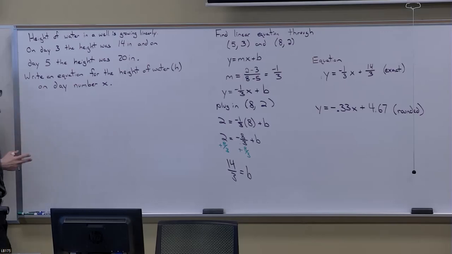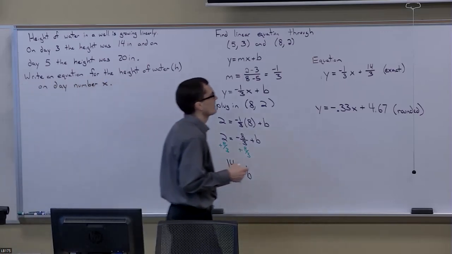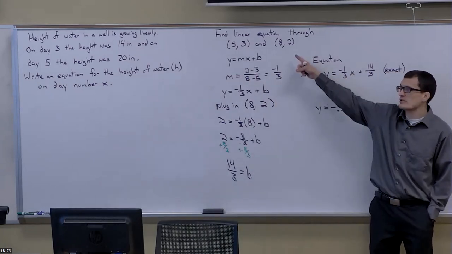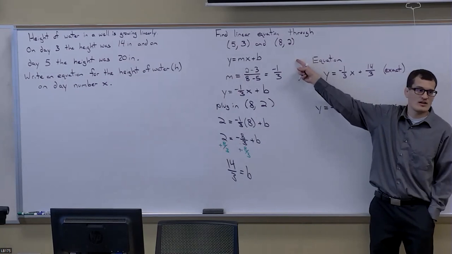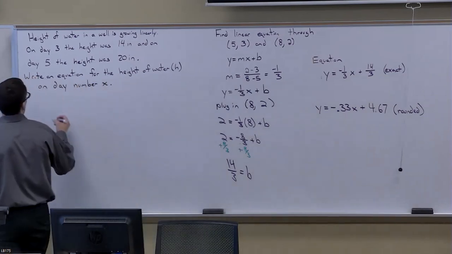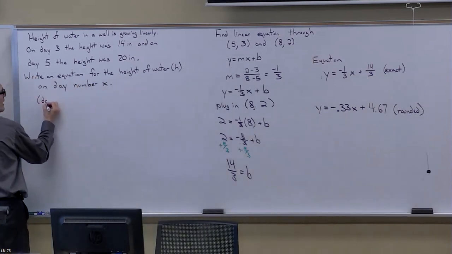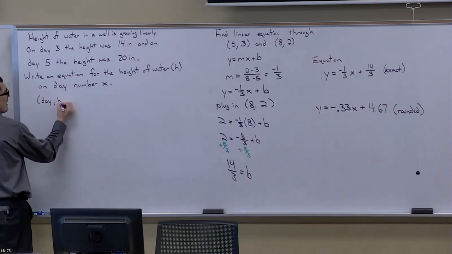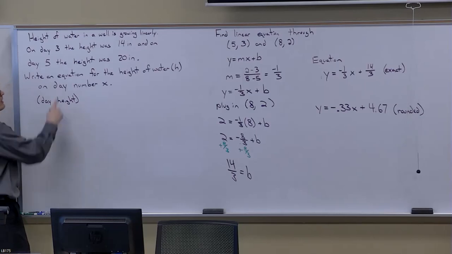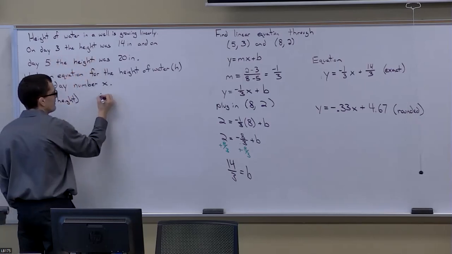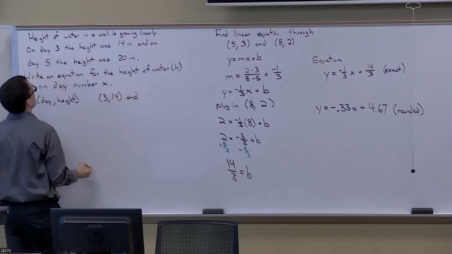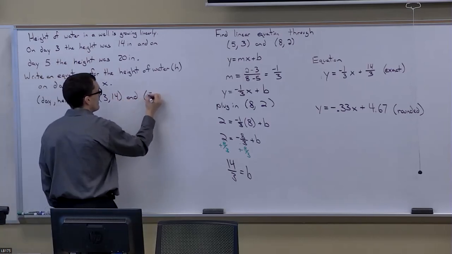So what is this really? This is a word problem version of what we just did. We have 2 points. And if we go day, comma, height, for our 2 points, on day 3, the height was 14. And on day 5, the height was 20.